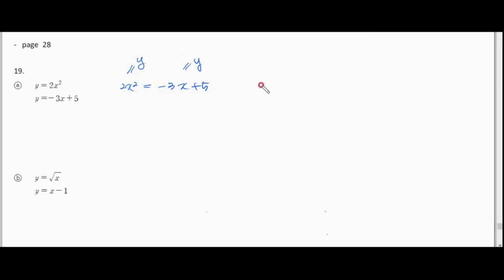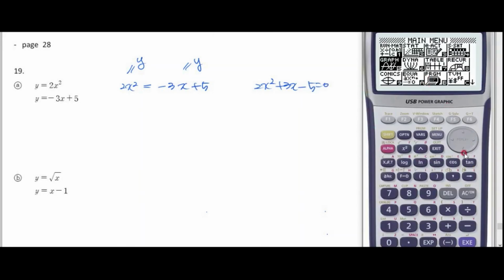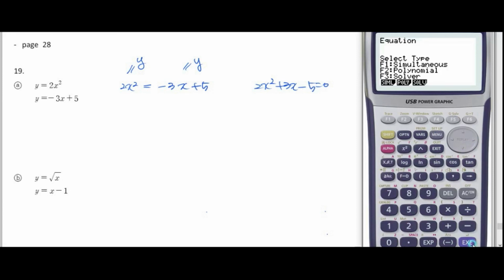And then, let's send all of those into one side. Then it will be 2x squared plus 3x minus 5, and that equals 0. Like this, it just asks us to factorize it. But because we don't know how to do it, we'll just use the calculator. So on the calculator right here, going to equation, and this is polynomial because it's quadratic. And right here, it asks us for degree 2 or 3. Because it's quadratic, it has x squared, so F1 for degree 2, like this.